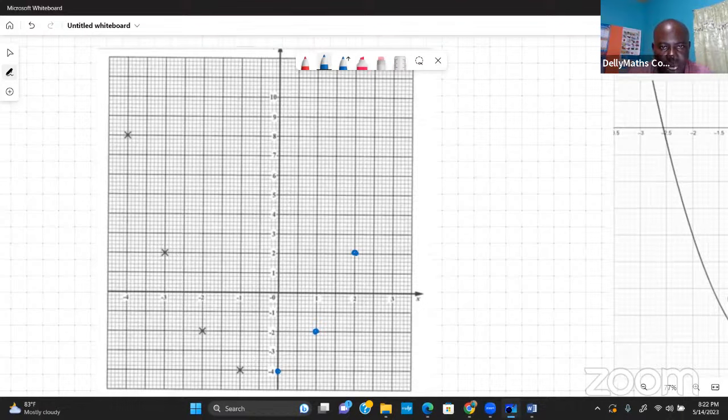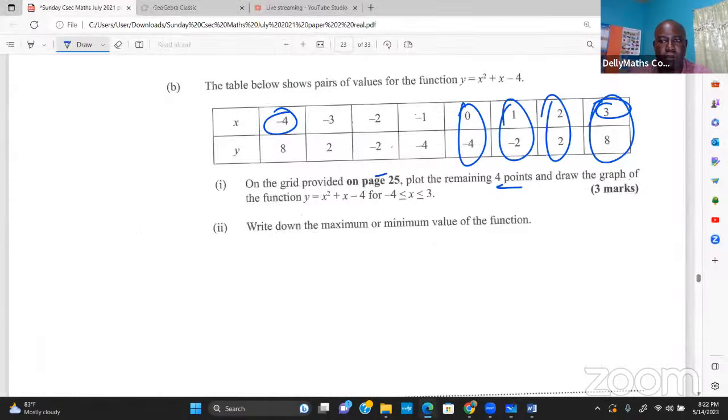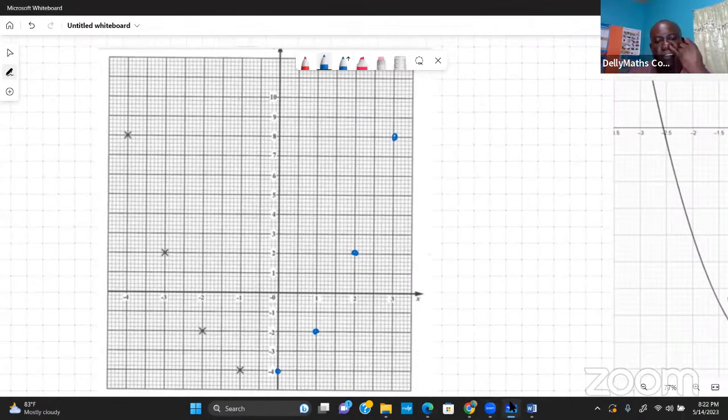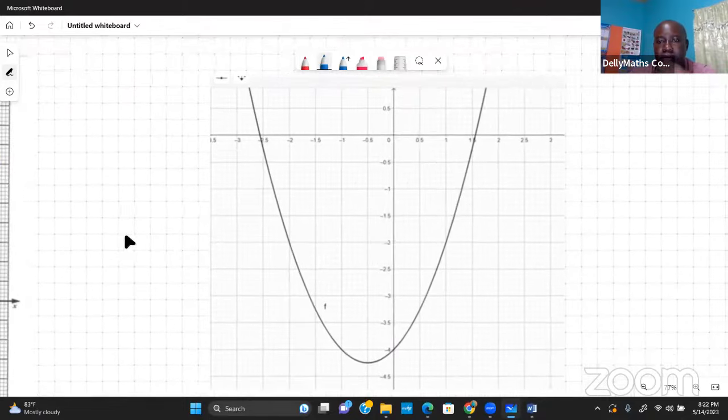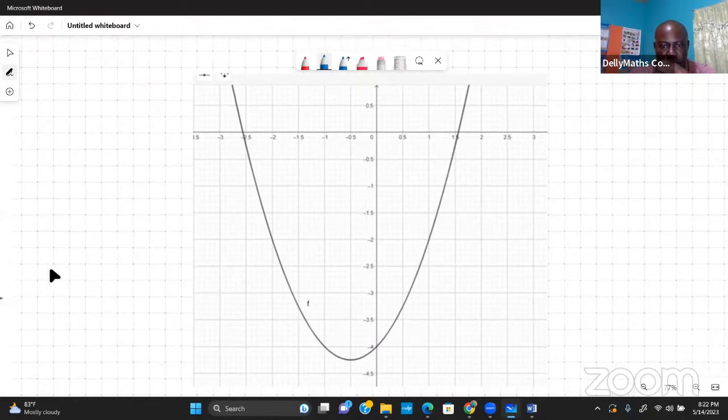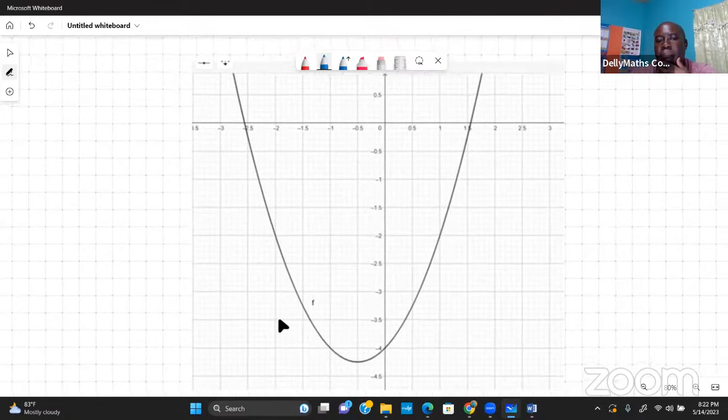And then 3, 8. Right there. So they want us to draw that. Here it is. All right, so that is it when it is drawn properly.